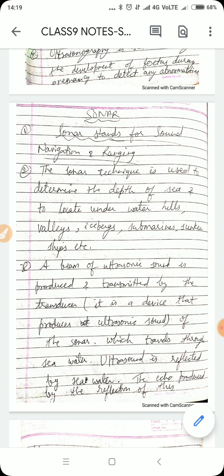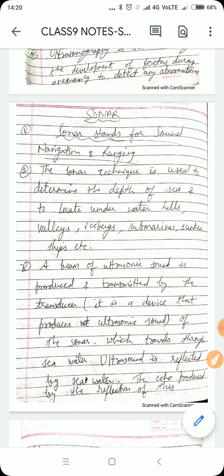It will convert them into electrical signals later on, and the time taken for the echo to come back is also recorded by this. So by the time taken for the echo to come back, we can find out the depth of the sea. The distance of the underwater object is calculated from the time t taken by the echo to return, with speed v, given by 2d = v × t.